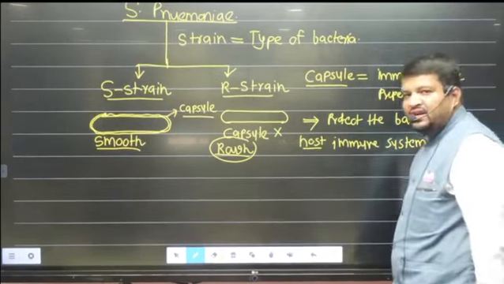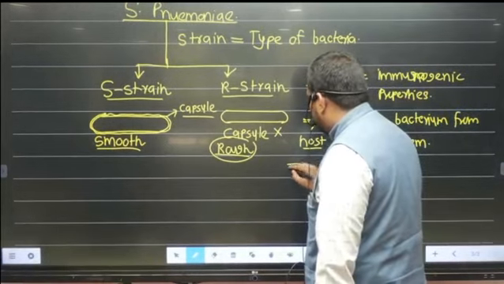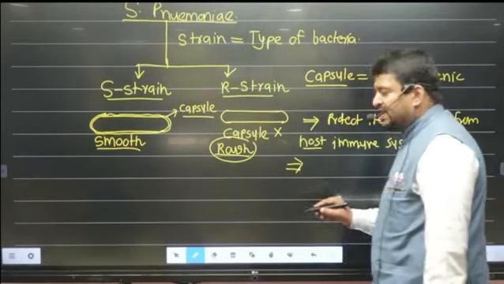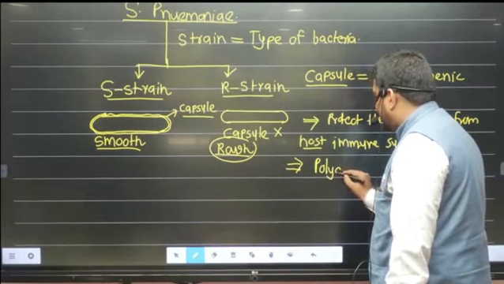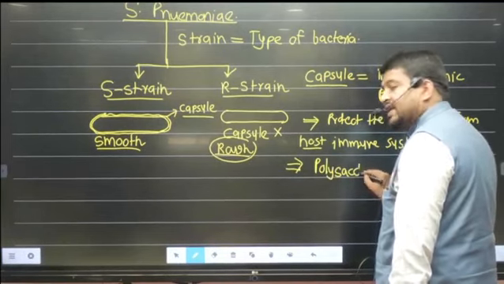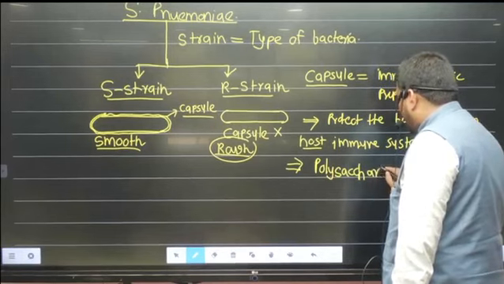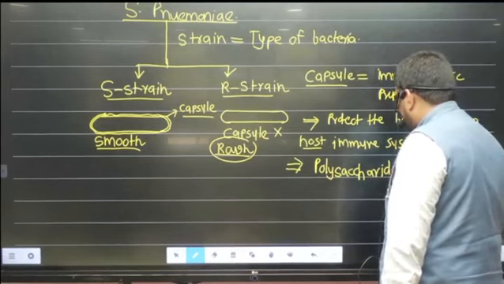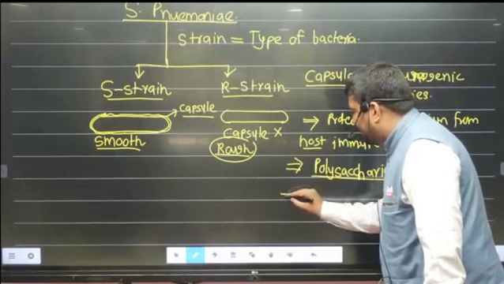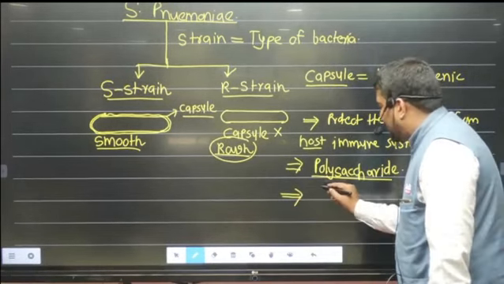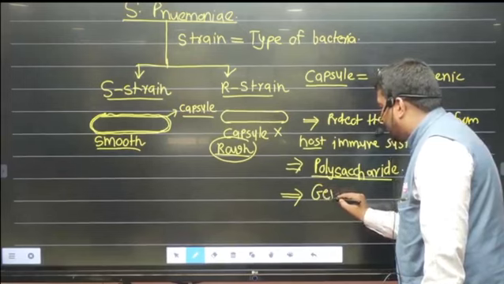And the third point regarding capsule is that this layer is made up of polysaccharides. The fourth point regarding capsule is that the formation of the capsule is under genetic control.